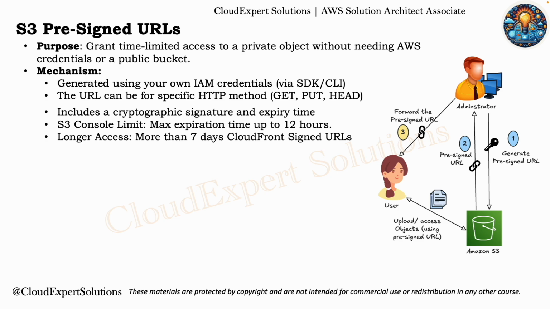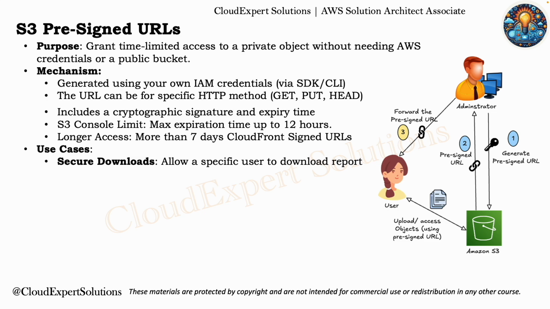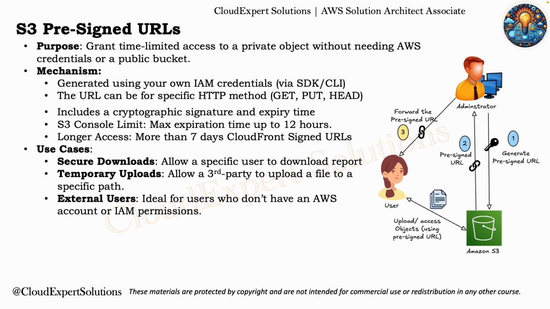Although the names are similar, these are two different things. We have a dedicated lesson on Amazon CloudFront. The perfect use case for a pre-signed URL is a time-sensitive download link for a customer invoice, or giving a partner a secure temporary link to upload data to a specific location in your bucket. S3 pre-signed URL is ideal for users who don't have an AWS account or IAM permission.